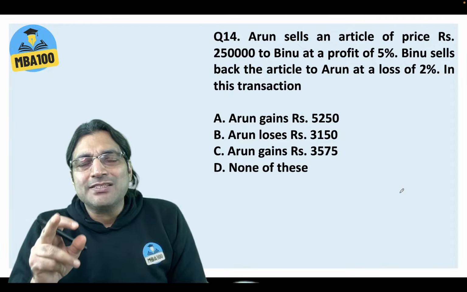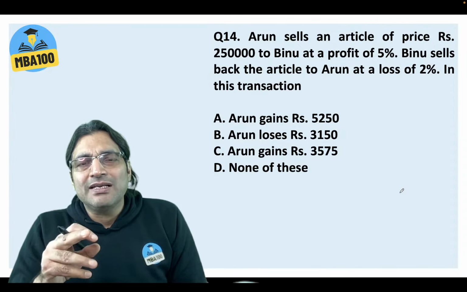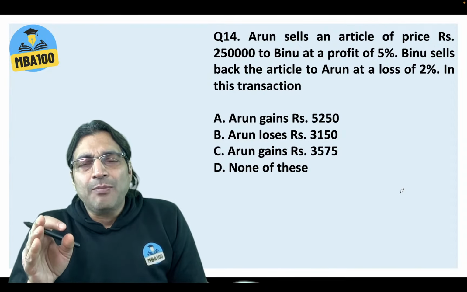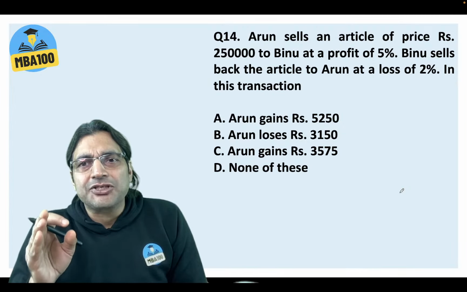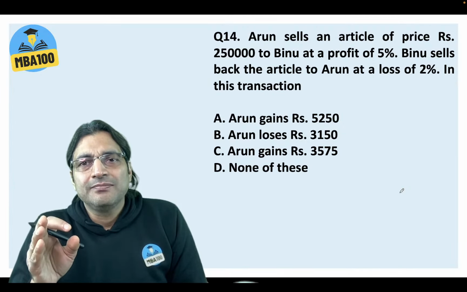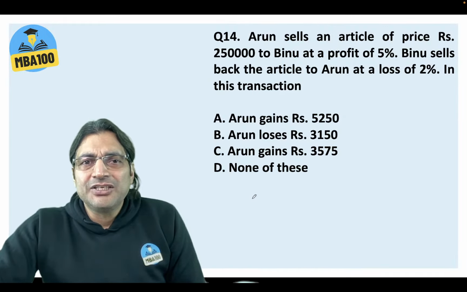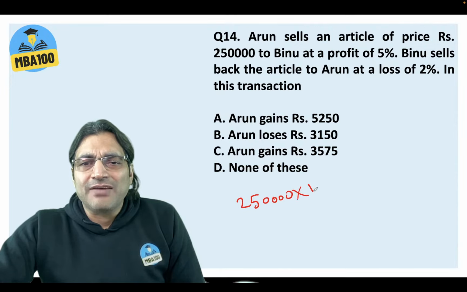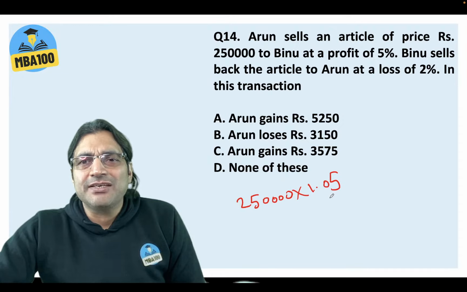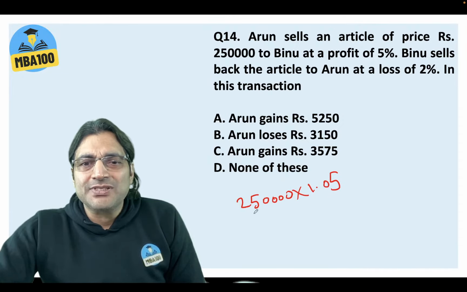So ultimately what is the case? Forget Arun, let's concentrate on Binu. It is as simple as that: she loses 2% of whatever she had invested. And how much had she invested? She had invested 2,50,000, 5% more than that, into 1.05. Isn't that? She had invested this much. She lost 2% of this, so this divided by 50.